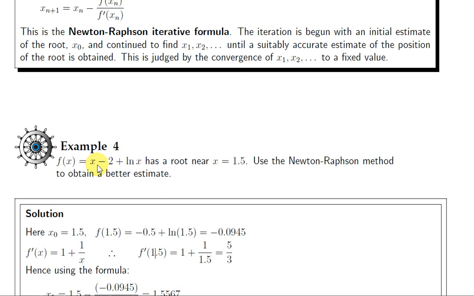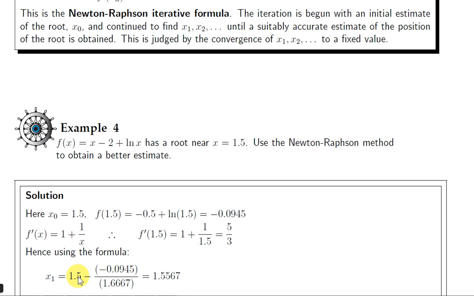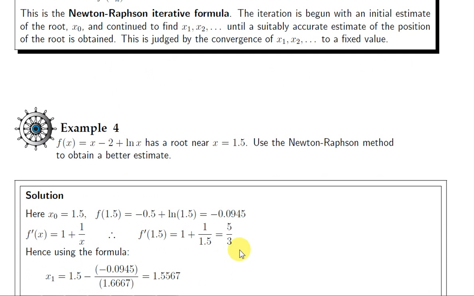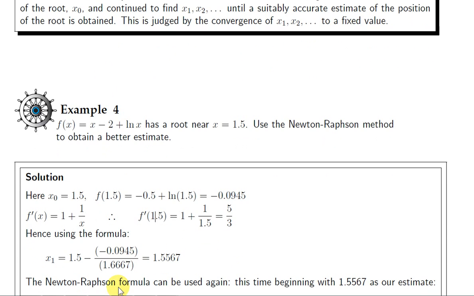Next we need the derivative because we want f prime at 1.5. So first we need to differentiate this function. The derivative of x is 1, the derivative of minus 2 is 0, the derivative of ln of x is 1 over x. For f prime at 1.5, we just plug in 1.5, so we get 1 plus 2 thirds, which is 5 thirds. Now we plug in: on the right hand side we have x0, which is 1.5, minus f of x0, which is minus 0.0945 on top, and underneath we have f prime of 1.5. So that's x0 gone in, and we get x1 out.